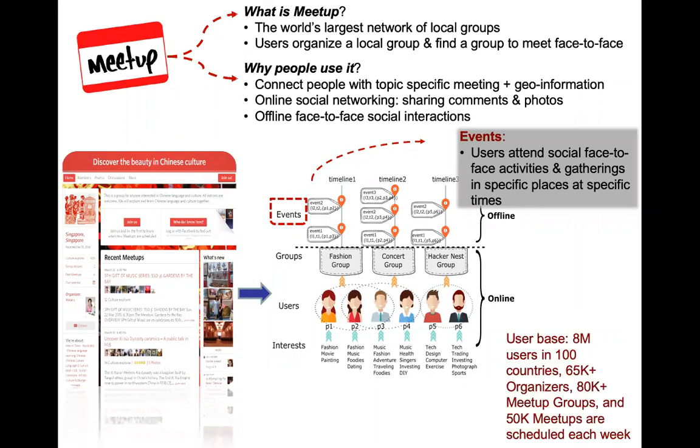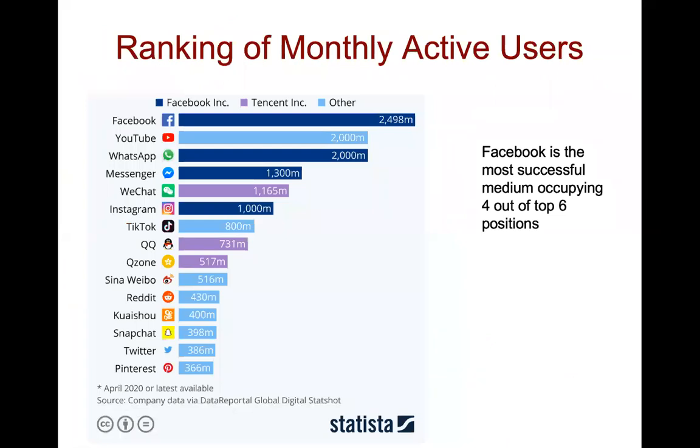User base is about, now it's more than 8 million. It used to be 8 million 2 years back, I think. And it's quite wide. It's more than 100 countries and more than 80,000 meetup groups available. So this is 2020 data, just to give you the most recent picture.